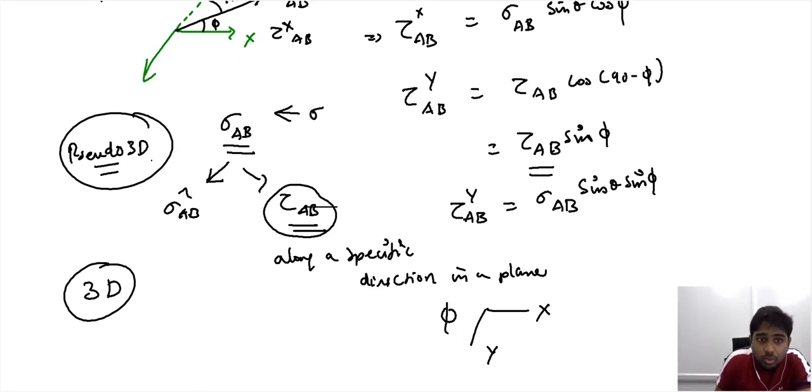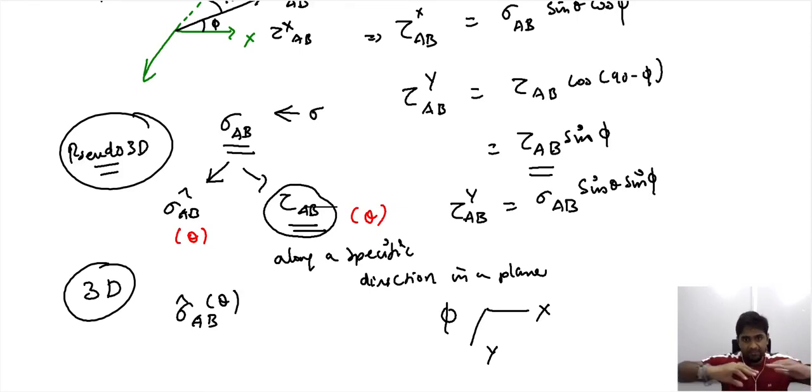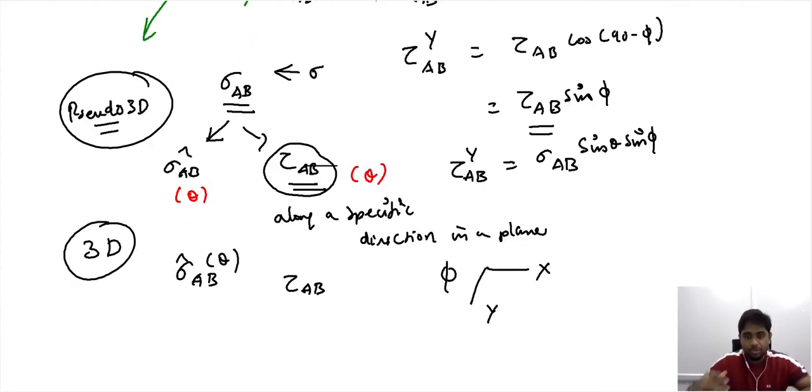So far in the pseudo three-dimensional setup, the stresses were dependent on only one variable, that is theta. And even in the three-dimensional setup, the normal component of the stress is again dependent on theta alone, because for a given plane, the normal is always one direction. All the normals are the same. All the normals are parallel to one another. However, in case of shear, we found that we need an additional angle to capture all the directions that are present on the surface of the plane.